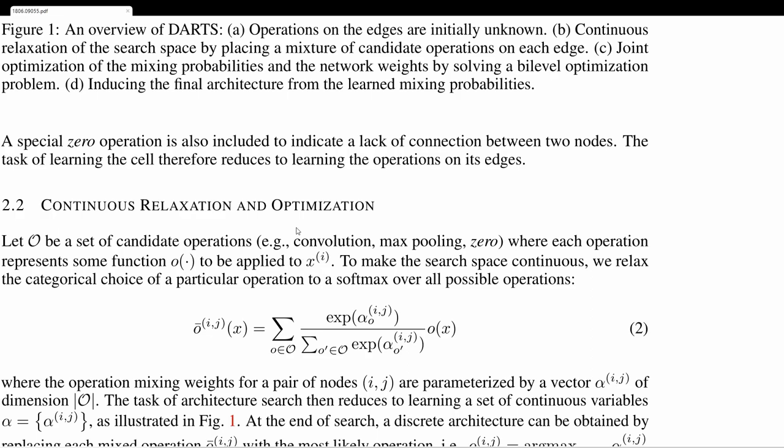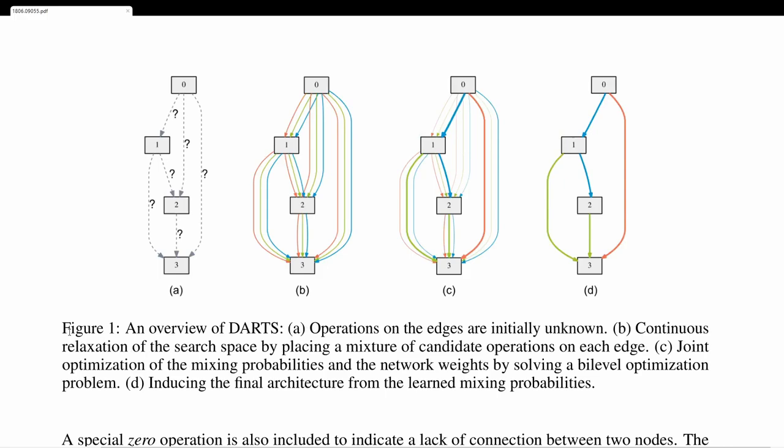Figure one is here. Figure one, an overview of DARTS. A. Operations on the edges are initially unknown. So right here, all these operations are unknown. B. Continuous relaxation of the search space by placing a mixture of candidate operations on each edge. So each of these are alphas: alpha 0 to 3, alpha 0 to 2, alpha 0 to 1, alpha 1 to 3. It has weights for all of these operations. I'm assuming there are three operations here, red, green, and blue operations. Part C. Joint optimization of the mixing probabilities and the network's weights by solving a bi-level optimization problem. We'll probably get to that. And then inducing the final architecture from the learned mixing probabilities.